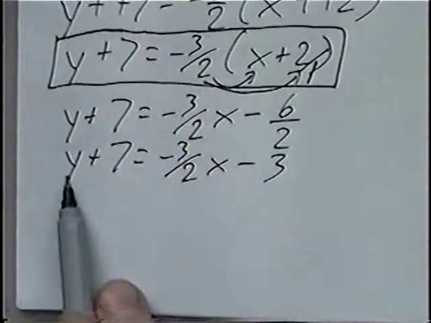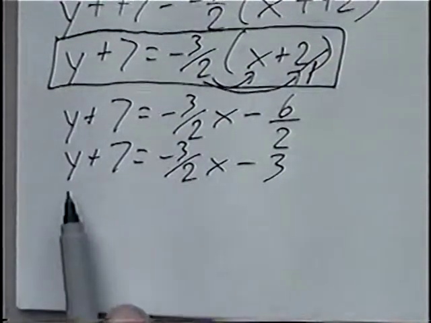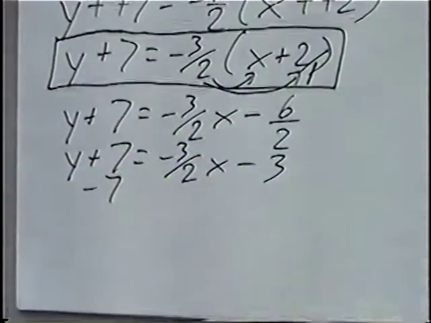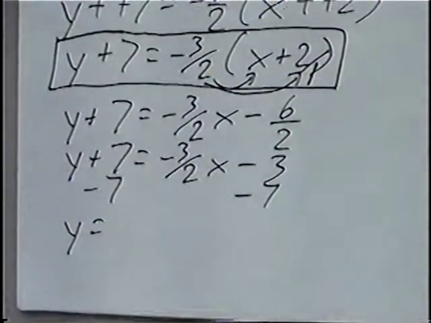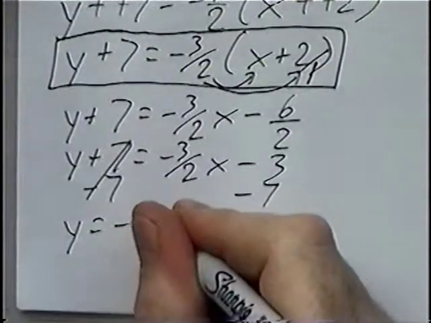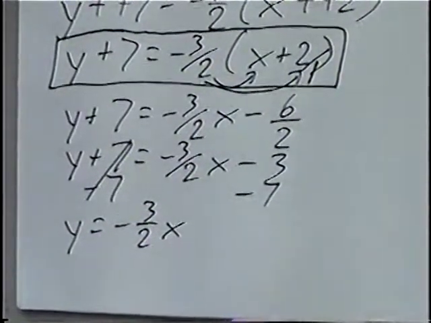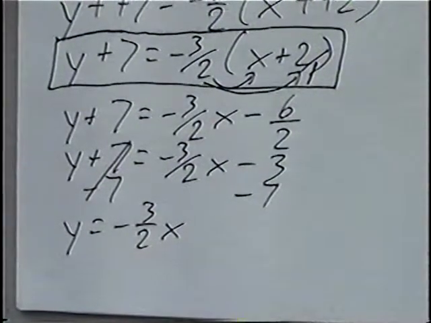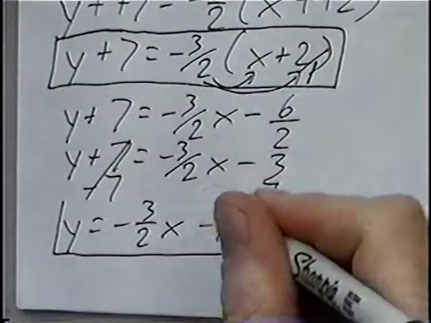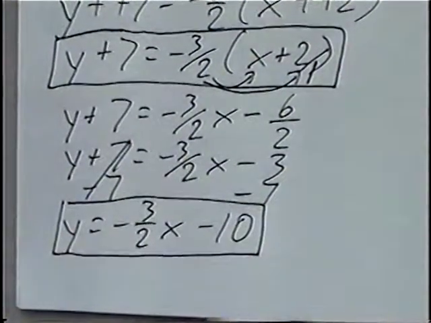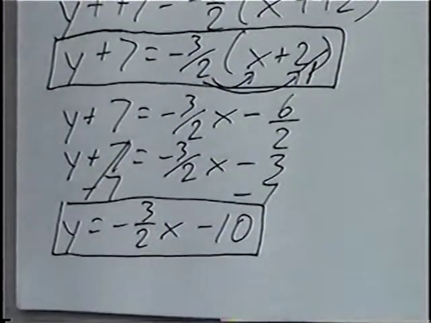And last step, to get y by itself, so where we have y equals mx plus b, or slope-intercept form, we can subtract 7 on both sides. So y equals negative 3 over 2x, and negative 3 minus 7 would be negative 10. So our second answer to the question in slope-intercept form is y equals negative 3/2x minus 10.